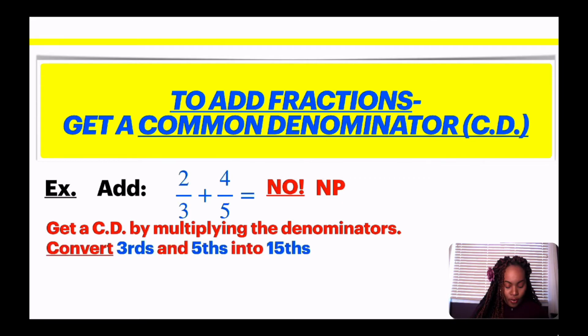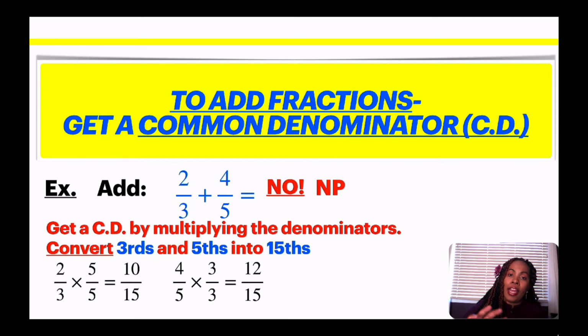Let's take our first one, 2/3, and multiply it by a form of 1, that's 5/5, and if you multiply them straight across, you get 10/15. Now let's convert the 4/5. You convert it by multiplying by that other form of 1, which is 3/3. Do you notice that these are like the opposite denominators? Once you multiply them straight across, 4 times 3 is 12/15, okay?